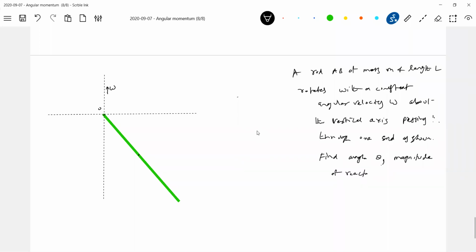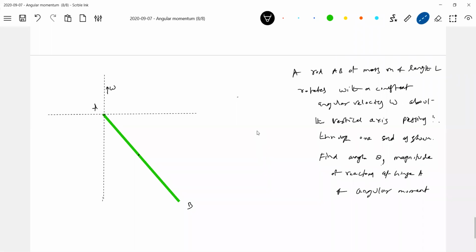Magnitude of reaction at hinge A and angular momentum. Now, here to find out all these things, what is the rod? The rod is of mass m. This hinge is called A and this is B.